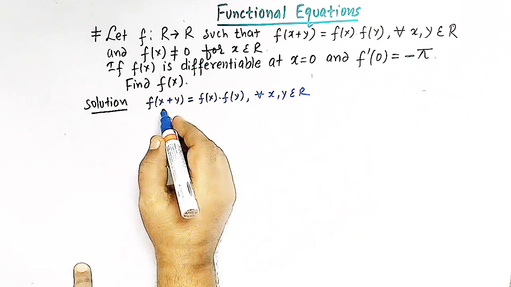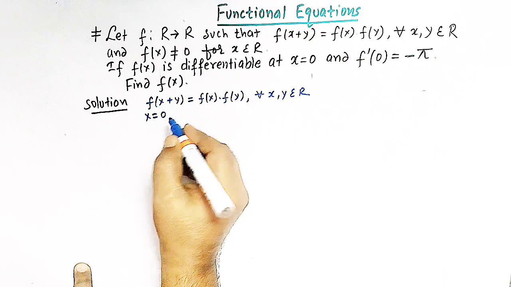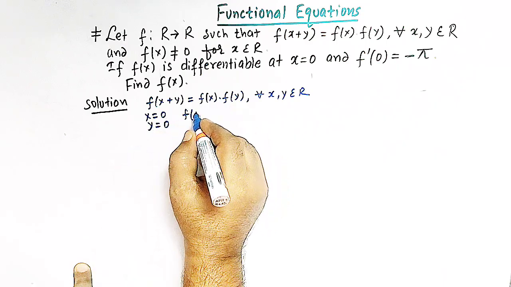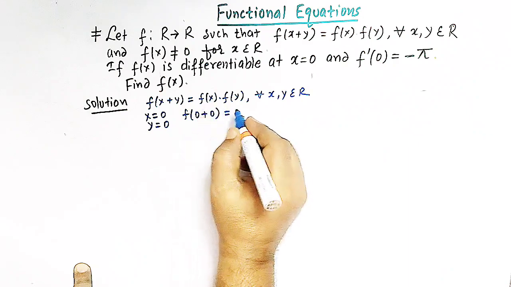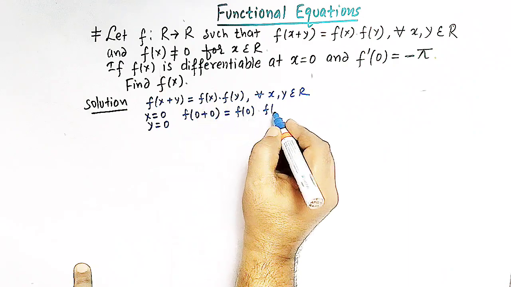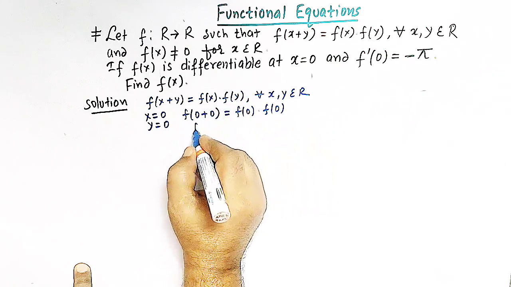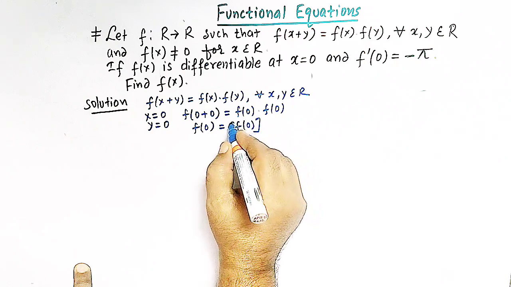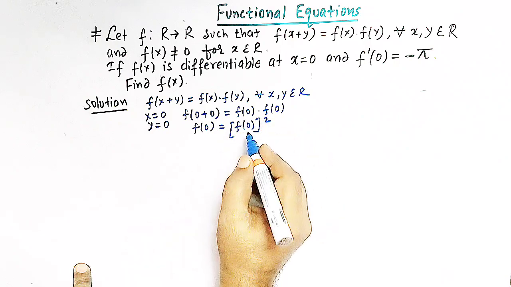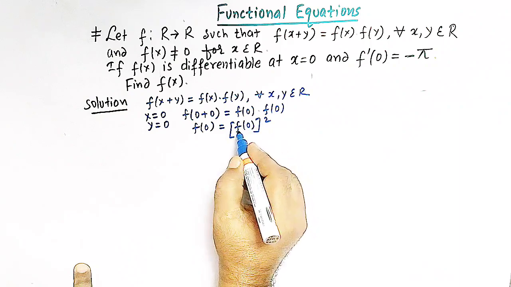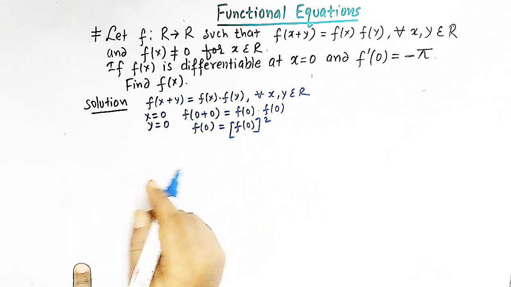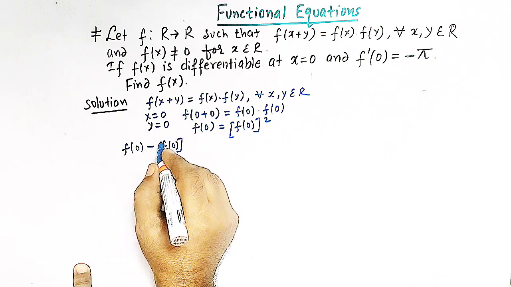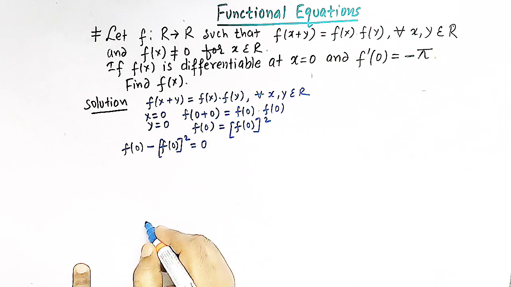Now let us take x is equal to 0 and y is equal to 0 in this equation. So we have f of 0 plus 0, and here we have f of 0, and here we have f of 0. So this is f of 0, and here we have the square of f of 0. Now we can take the square of f of 0 to the left hand side. So we have f of 0 minus f of 0 square, and this is equal to 0.